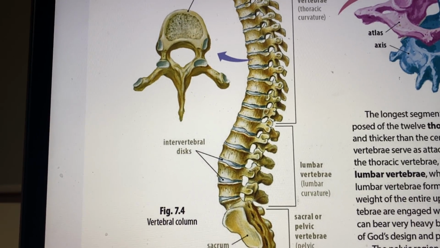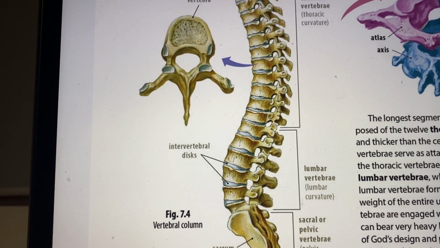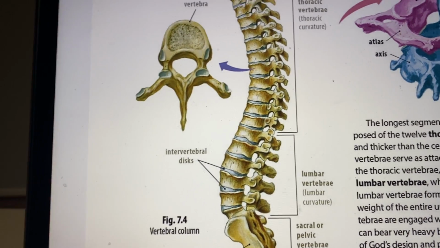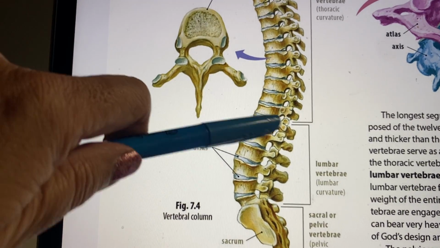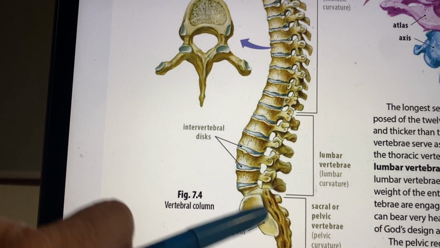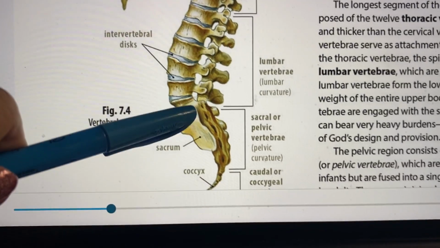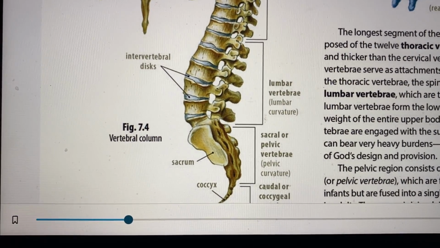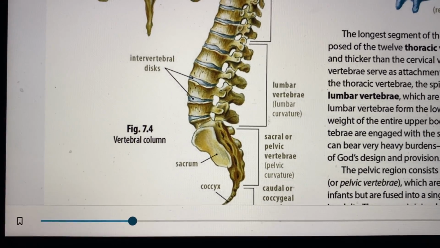You know, when we sit down and stand up, and if we fall, all these things affect our lumbar vertebrae. So, how many of these are there? Five. So we have 1, 2, 3, 4, 5 lumbar vertebrae. And then we go down to the last, and as an adult, you have a sacrum and a coccyx. And this is your tailbone. And these are called the sacral or pelvic vertebrae.